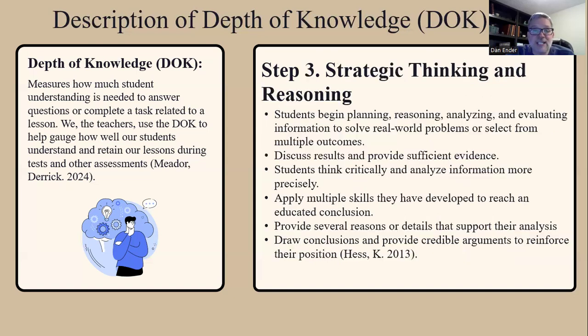Strategic thinking and reasoning. Here students begin to plan. They start to reason, analyze, and evaluate information to solve real-world problems or select from multiple outcomes. They also will discuss the results and provide sufficient evidence. Students think critically and analyze information more precisely, and they will apply multiple skills they have developed to reach an educated conclusion. So they're going to use more than what they learned in social studies. They might use a skill they learned in reading, writing, science, or math, but they're going to use multiple skills. And they'll provide several reasons or details that support their analysis. Then they draw conclusions and provide credible arguments to reinforce their position.